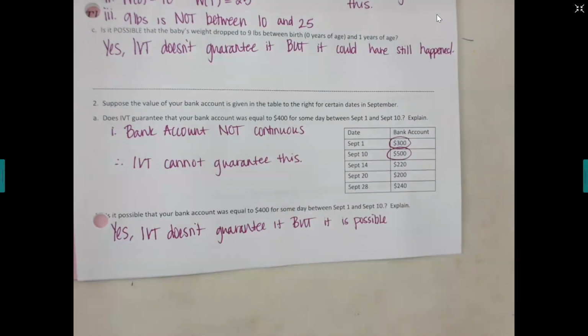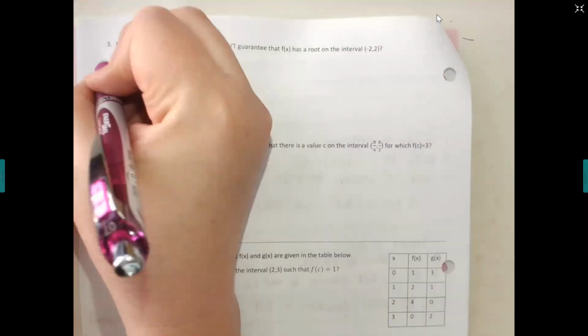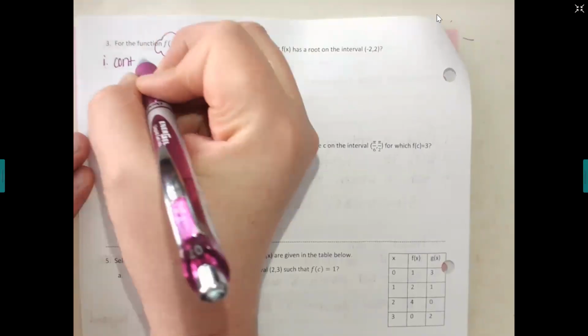Okay. We're gonna do one more. Let's do number 3. Okay. So number 3, we have a function x cubed plus 1. It says, does IVT guarantee that f of x has a root on the interval from -2 to 2? So first question, think about this equation. Is that graph going to be continuous? Yeah, x cubed is like a little squiggle, okay? But pretty much all of your polynomials are going to be continuous. So I'm going to put step number 1, continuous, check.